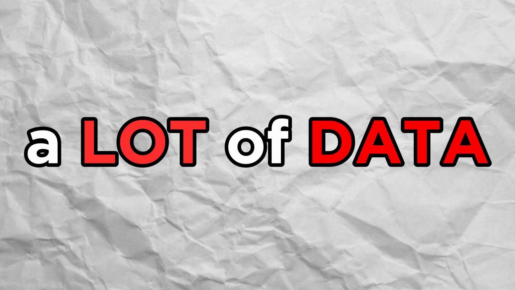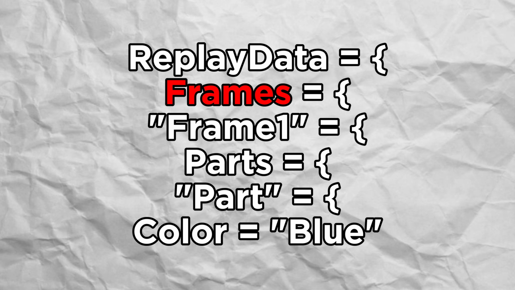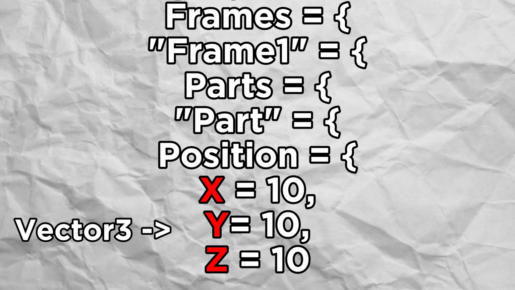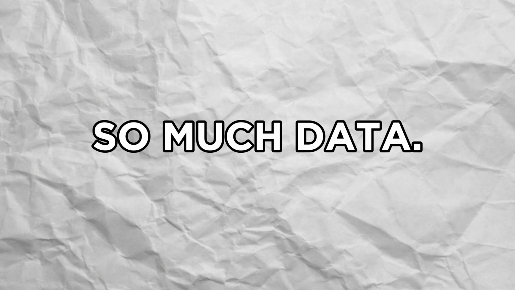So as you can see here, I record, and when I'm finished recording, it prints out all of the frames, and in those frames are parts, and in those parts are properties, and in those properties are just values. And if they're Vector3 values, there's more. There's X, Y, and Z. So yeah, same thing with color, RGB, like it's pretty bad. I know it's a lot, but it's what I need to make this screen recording actually function and work.